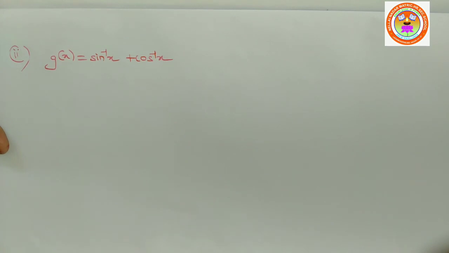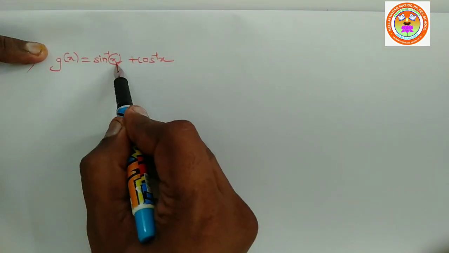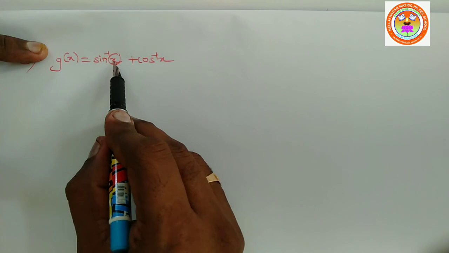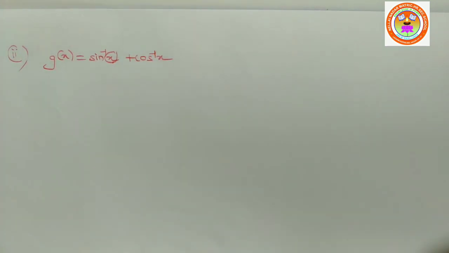Second subdivision of the sixth sum, g of x is equal to sin inverse of x plus cos inverse of x. In spite of x, another value is not present. We will try to solve this sum. But there is no other value inside. There is x itself present. x is present means straight value is present.